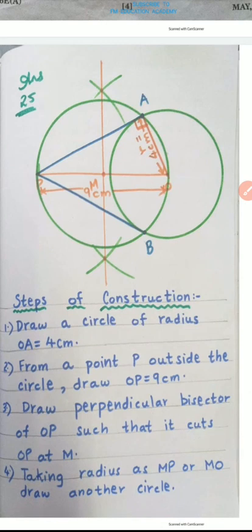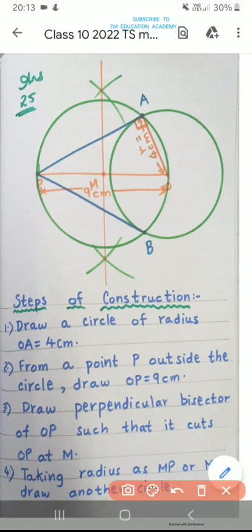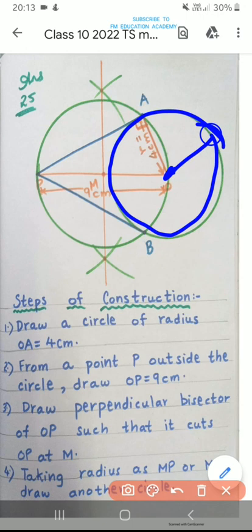How did we do it? We have a circle of radius 4 cm, it's given. So with the compass, keeping the center at O and taking the radius on the compass, draw a circle. Then what you should do? From a point P outside the circle, it didn't name the point, so we have to name our point P.